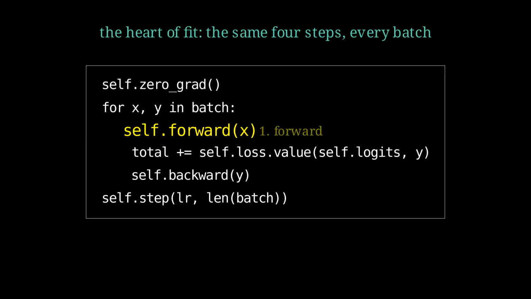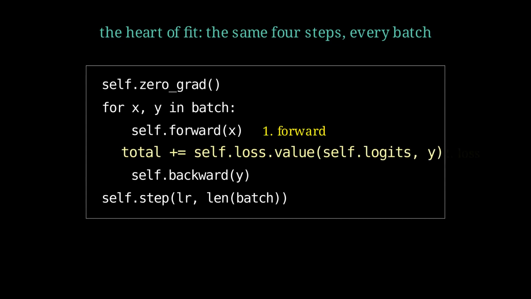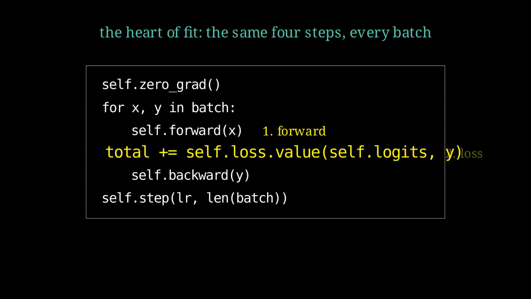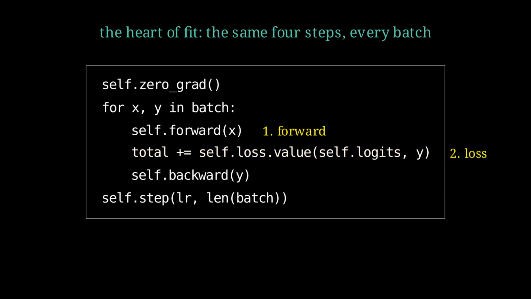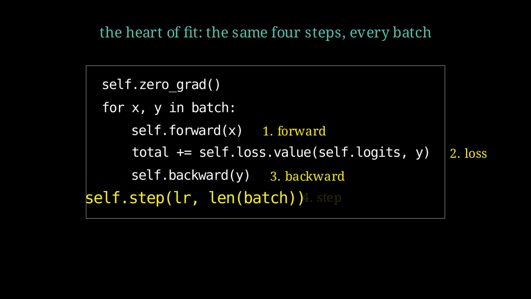4 steps, walk me through them slowly. Step 1, forward. Push the input through the layers and read off the score. Step 2, loss. Measure how wrong that score was against the true label. Step 3, backward. Send that error back through the layers and find each weight's share of the blame. Step 4, step. Nudge every weight a little, in the direction that lowers the loss. Forward, loss, backward, step.